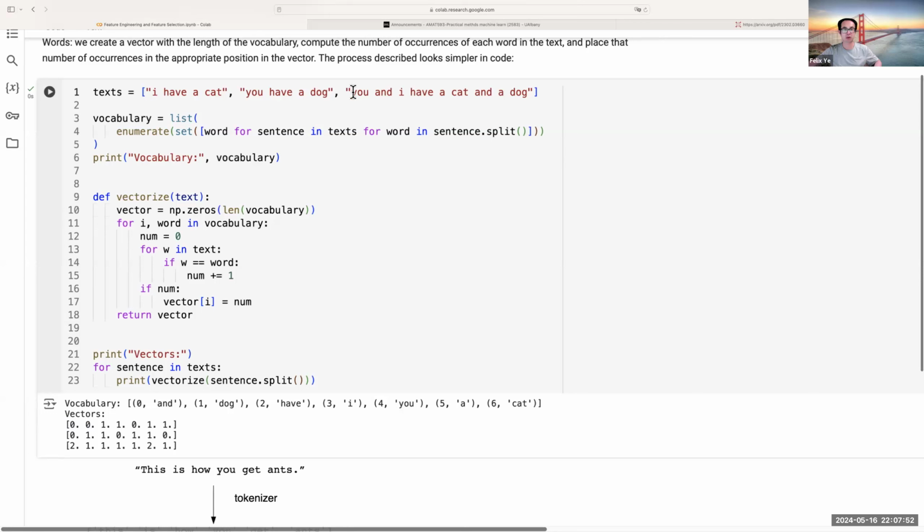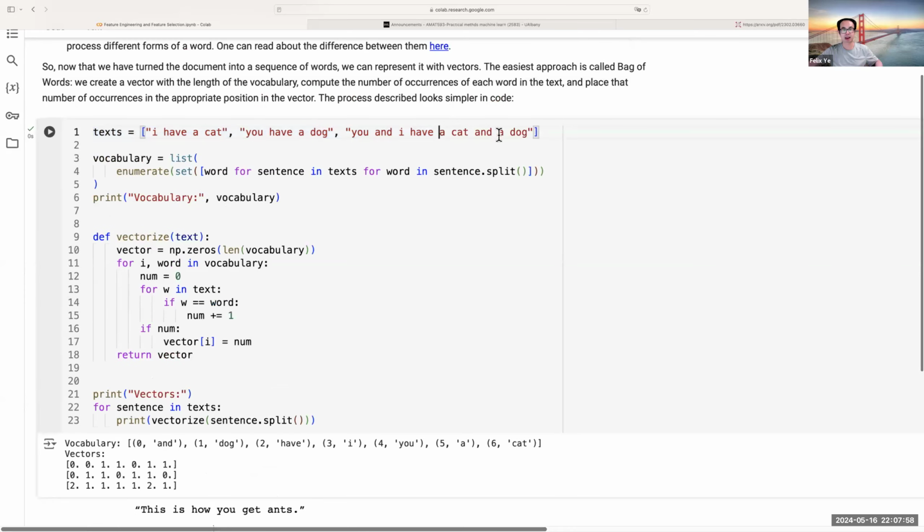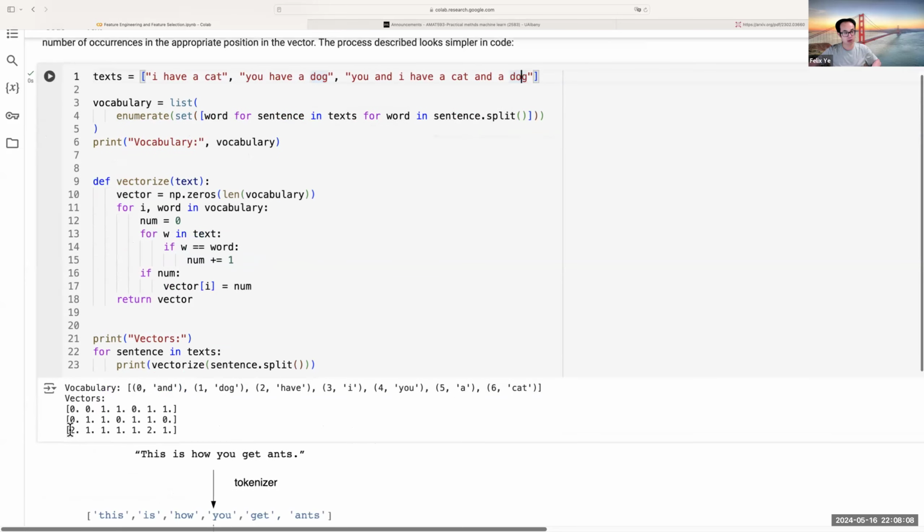And for the last one, you and I have a cat and a dog, and shows up twice and a shows up twice. You shows up once, have shows up once, cat shows up once, and dog shows up once. So that is how you get the vocabulary vector in which and shows up twice and a also shows up twice.